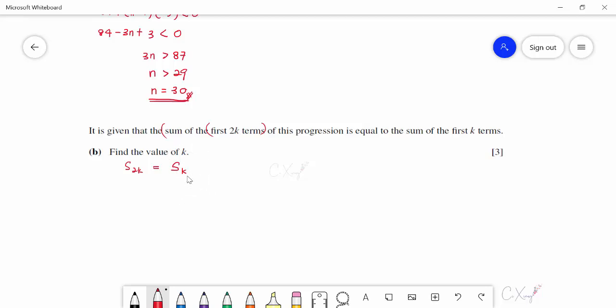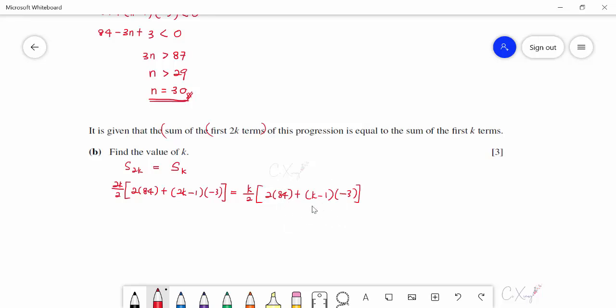So the sum to 2k will be 2k divided by 2, which is n over 2. Then 2a will be 2 multiplied by 84, plus (n minus 1)d. n is 2k for this case, minus 1, d is -3, and it equals n over 2. So k over 2, 2a plus (n minus 1)d. This is the formula for S2k, the sum to 2k, and this is the formula for the sum of the first k terms.